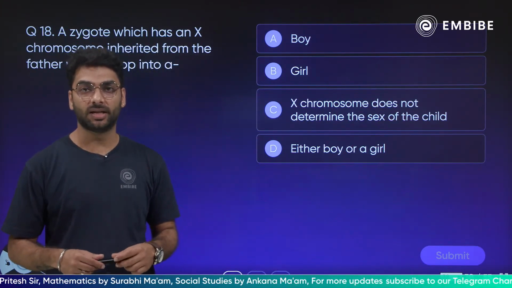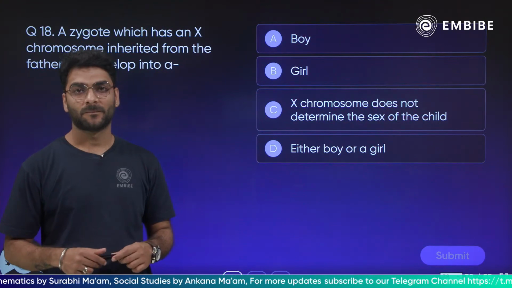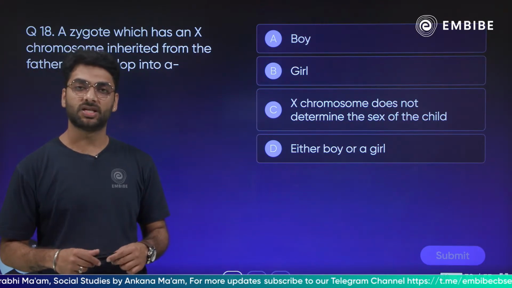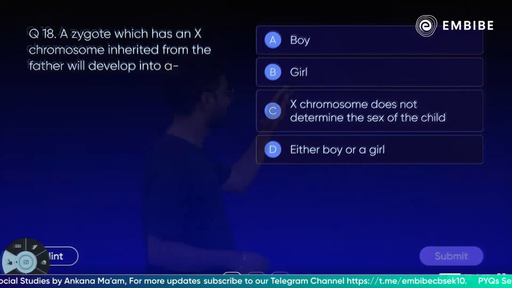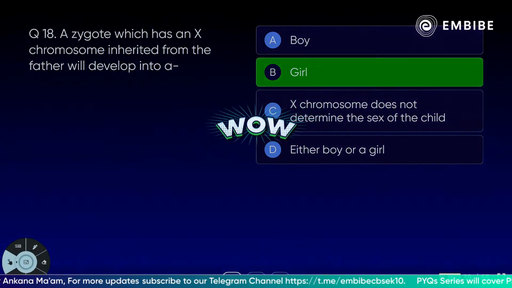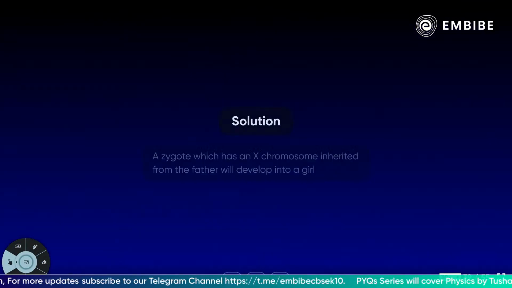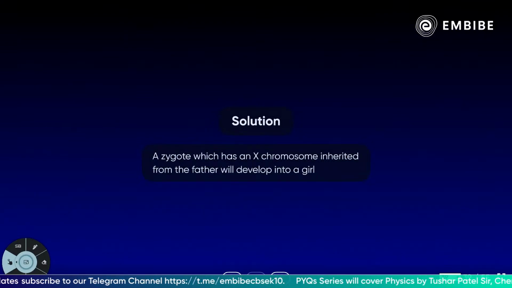X from father. X from father. Quick. Very good. It will be a girl child because mother has X, father's X, mother's X, father's X combine to make XX, that is a female.